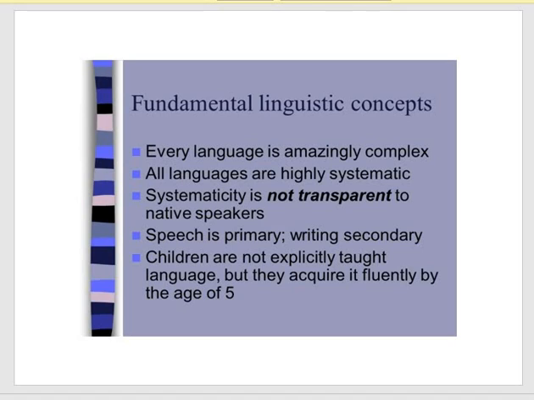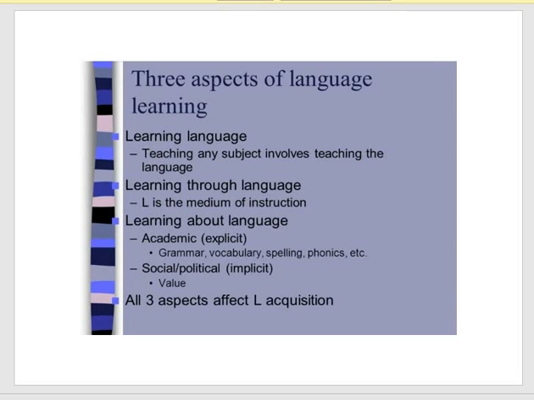So let's move on to the next one. There are three aspects of language learning. Learning language: teaching any subject involves teaching the language. Learning through language: language is the medium of instruction. Learning about language: academic, explicit grammar, vocabulary, spelling, phonics, etc.; social, political, implicit values. All three aspects affect language acquisition.